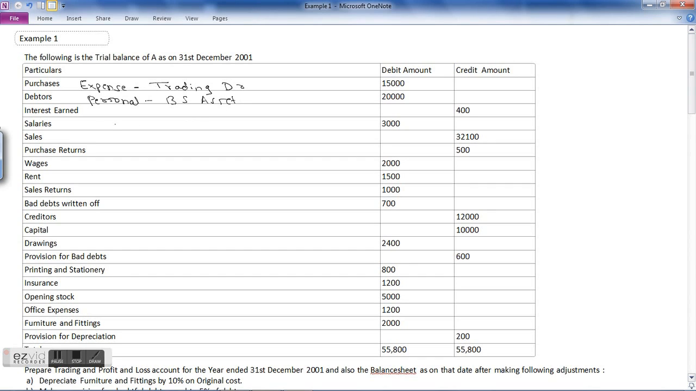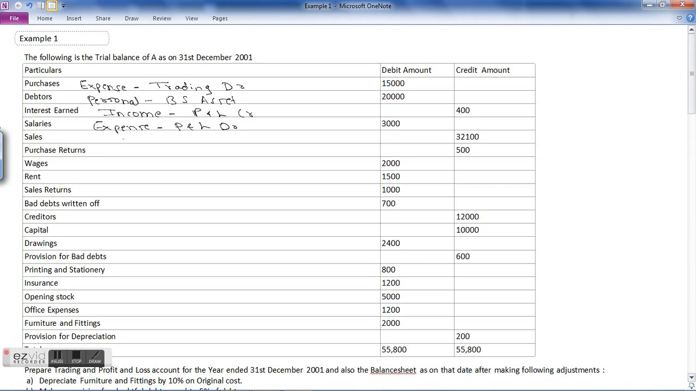Next, interest earned. Interest earned is an income. Since this is an indirect income, it will be included in profit and loss account, credit side. Salaries again is an expense. Since this is salaries, it's not wages. So this is assumed as the salaries to the employees that are not part of a factory, some salaries to the employees sitting in the office, so they are not part of cost of goods sold, so they will be included in profit and loss account, debit side.